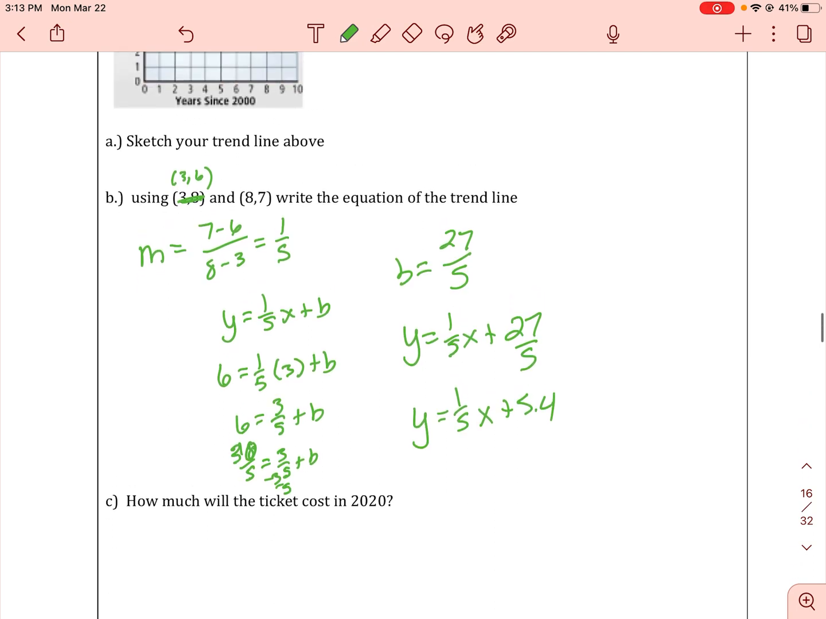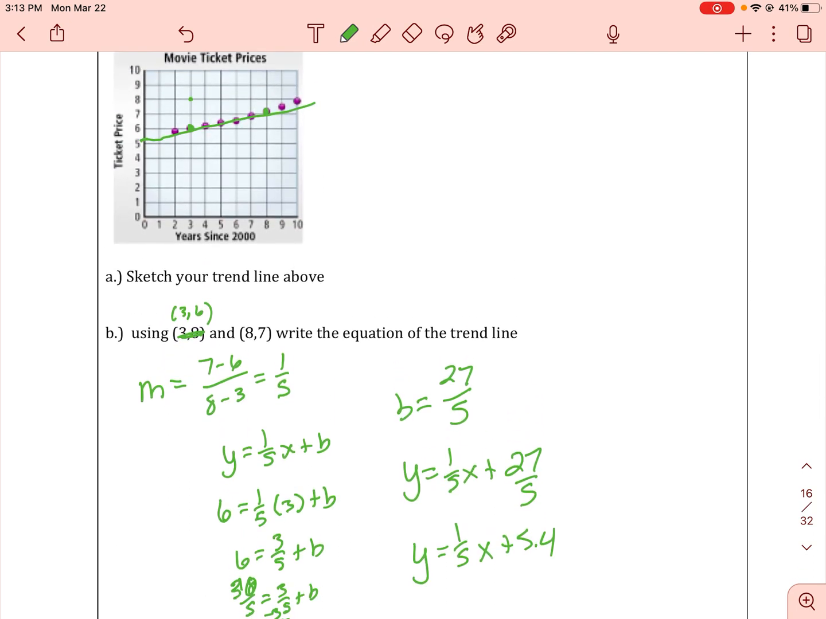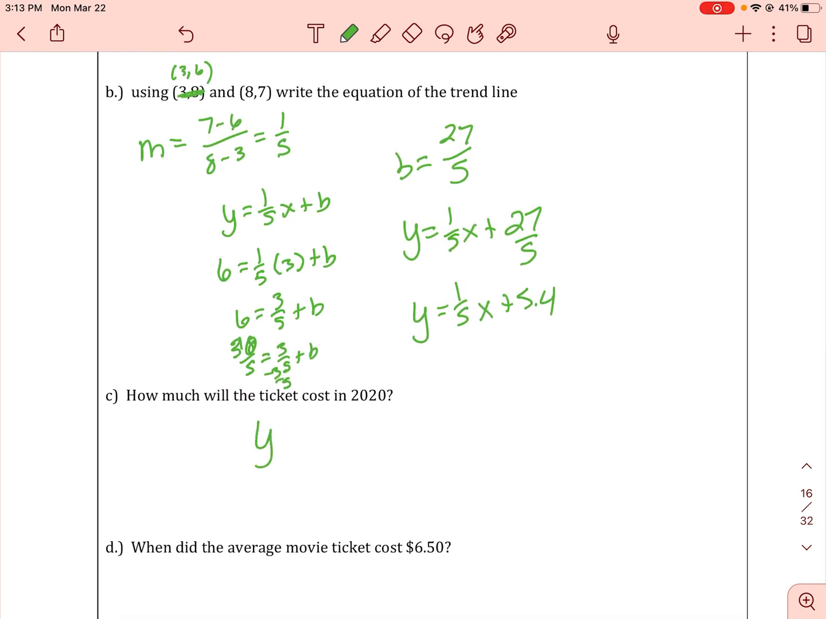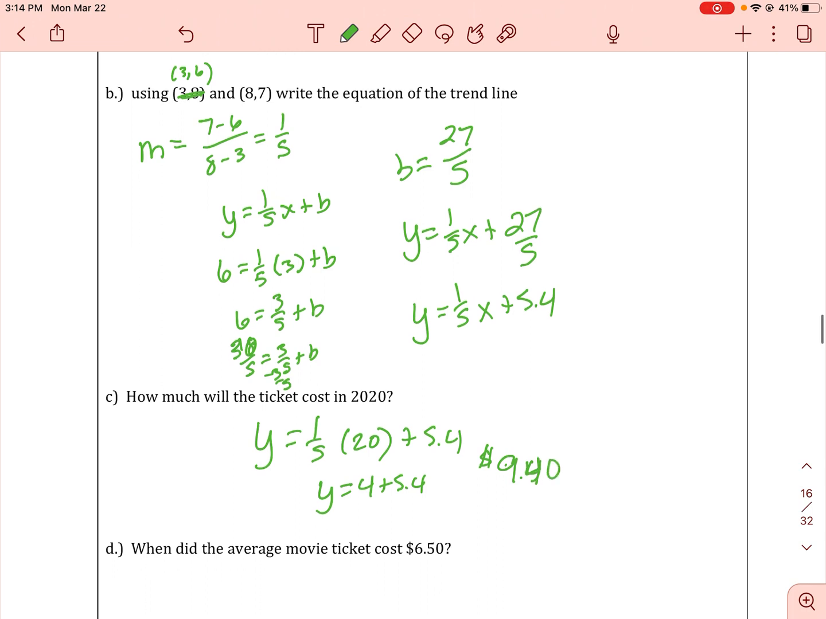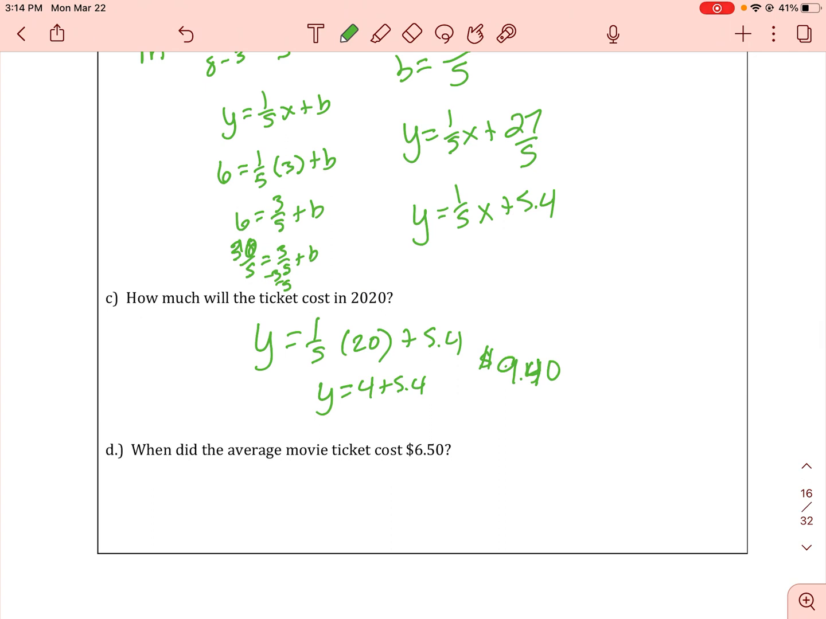How much will a ticket cost in the year 2020? So years since 2000 is my x. So I need to substitute 20, because that's going to be 20 years from the year 2000. So 1/5 times 20 is 4. 4 plus 5.4 is 9.4. I can expect it to be about $9.40 per ticket.